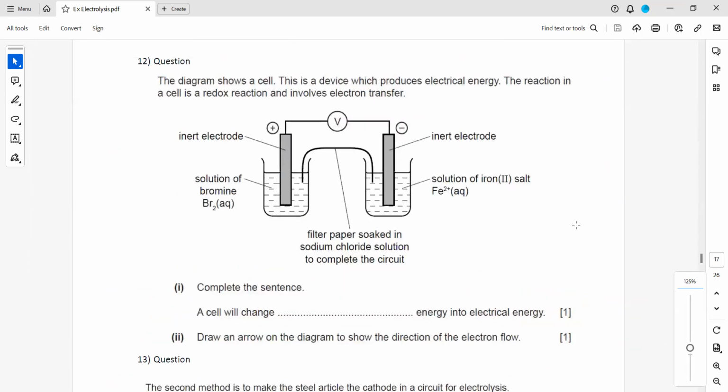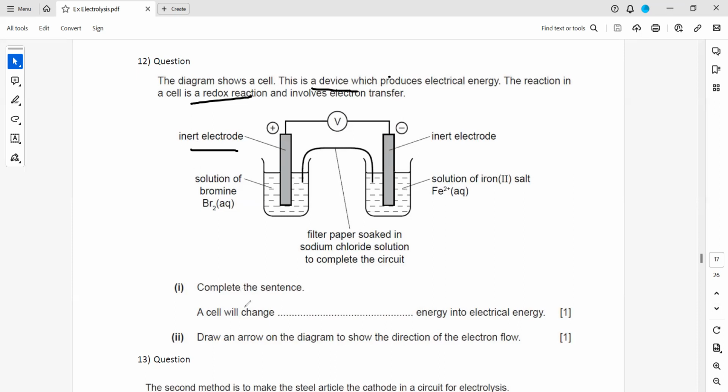So first thing, the diagram shows a cell. What is a cell? This is a device which produces electrical energy. The reaction in a cell is a redox reaction. Redox reaction means there is a loss and a gain of electron and involves electron transfer. We have inert electrodes and two solutions: one is iron 2 solution, another one is Br2.